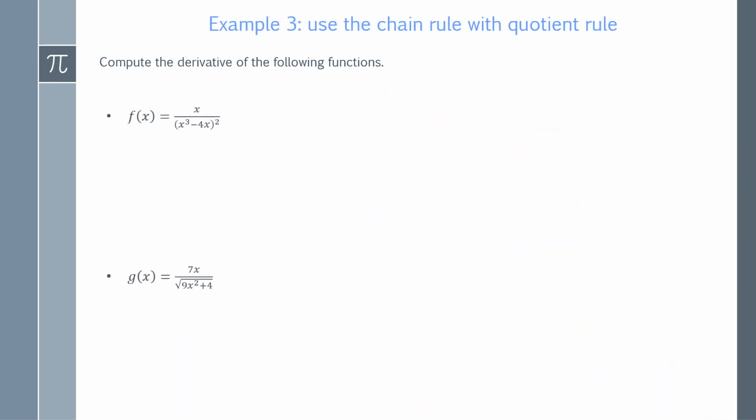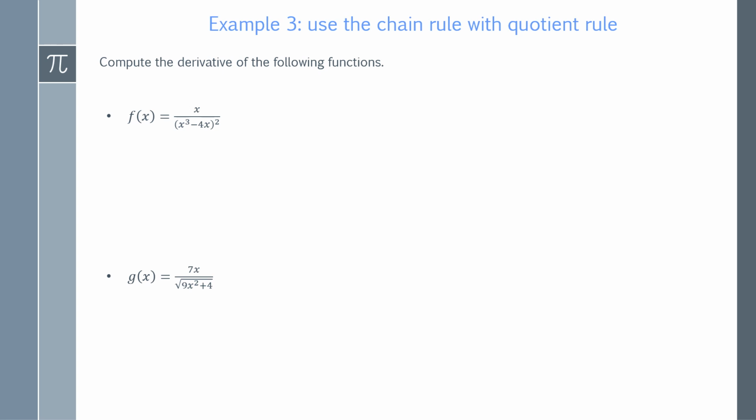Let's take a look at the group of problems where we will be applying chain rule and the quotient rule. And as you can imagine, it will be pretty much a similar strategy as we did with the product rule, except now we will be using the quotient rule. So I have two problems here. The first one is f of x equals x over (x cubed minus 4x) squared. So let's take a look at the solution to this problem.